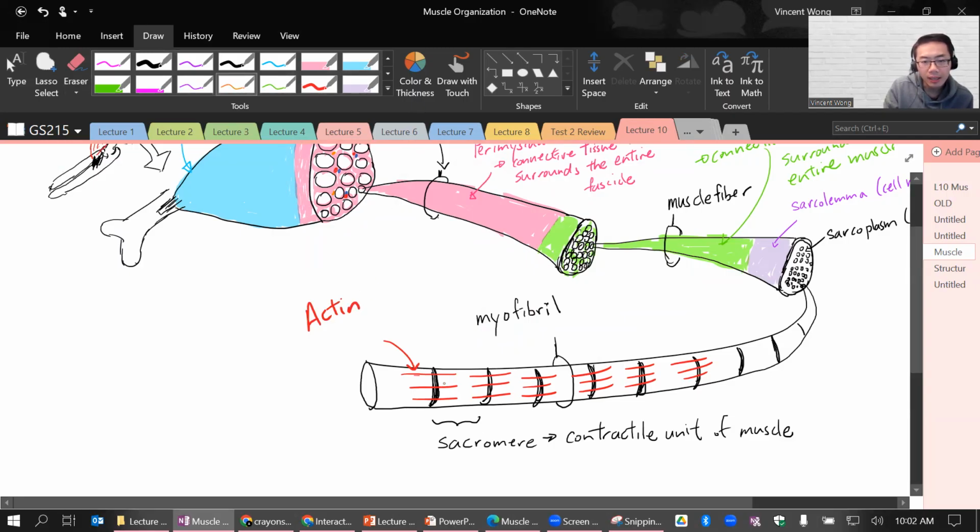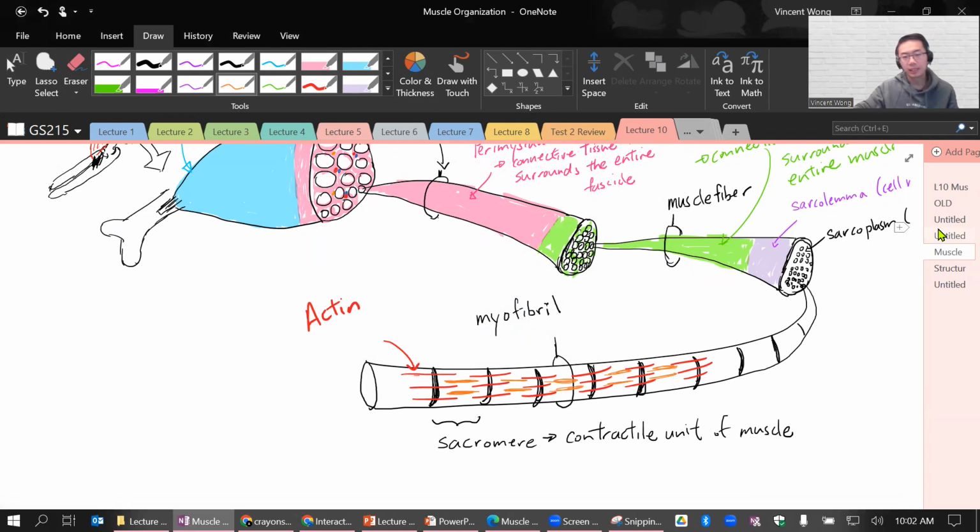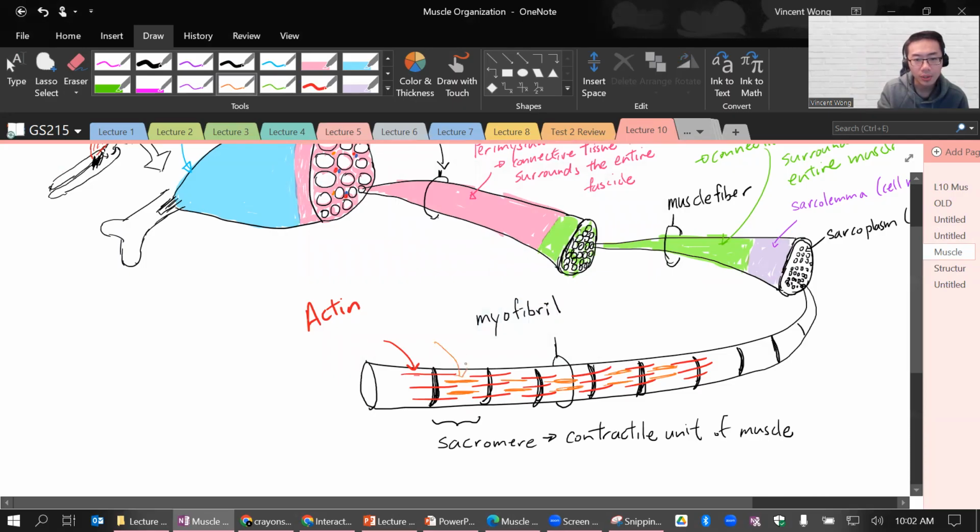And then you have the thicker one that's in the middle. Okay, they're kind of intercalated, like, what's the word? Like alternating. Okay, one between the other. So the orange ones, those are called the myosin.